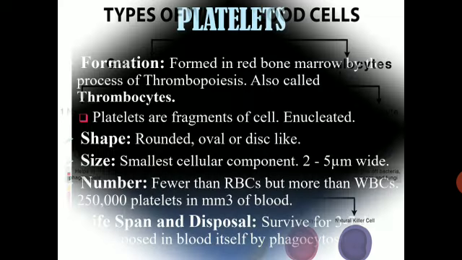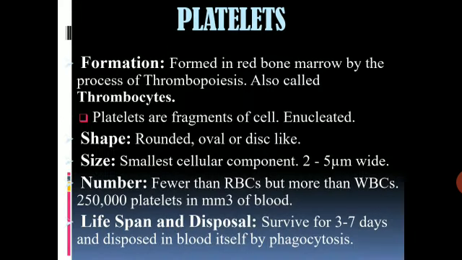Let's move ahead to platelets. Platelets form inside the red bone marrow, in the bones, in a process called thrombopoiesis, as platelets are called thrombocytes. Platelets are actually not cells, they are fragments of a cell. There is a cell called megakaryocyte. This megakaryocyte breaks down and forms these fragments which are called platelets. Because platelets are not cells, obviously they are enucleated. They do not have organelles, they do not have a nucleus.